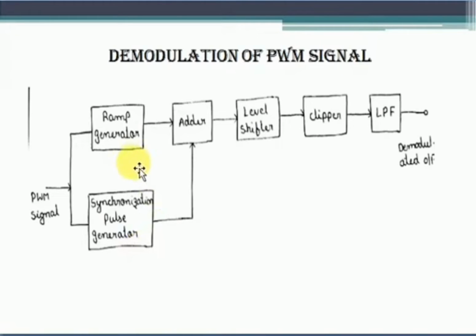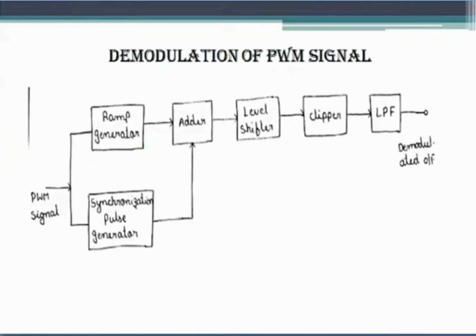Whereas the ramp generator will generate a ramp signal, and the generated ramp signal has a height that is proportional to the width of a given PWM signal. Simply, the height of the ramp decides the width of the PWM signal. So if the width of the PWM signal is more, then the height of the ramp generated is more. If the width of the PWM signal is less, then the height of the ramp will be less.